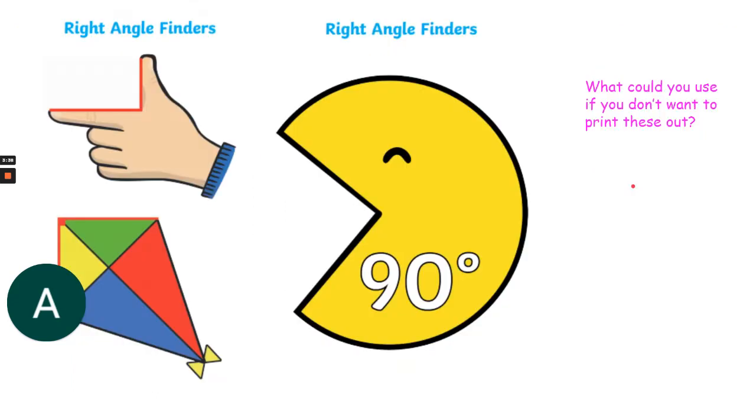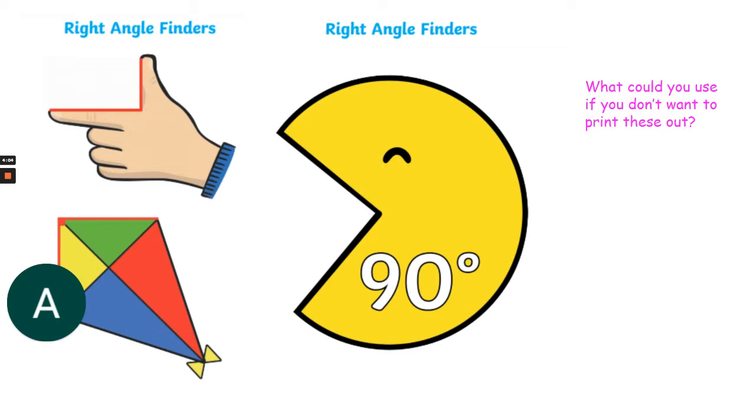In your Google Classroom for today's maths, you have some resources called right angle finders. We have used these before. I believe we used them in our home learning in Year 3, so you're going to do it again. You're going to use a right angle finder to go around your house and find some right angles. What could you use if you don't want to print these out?